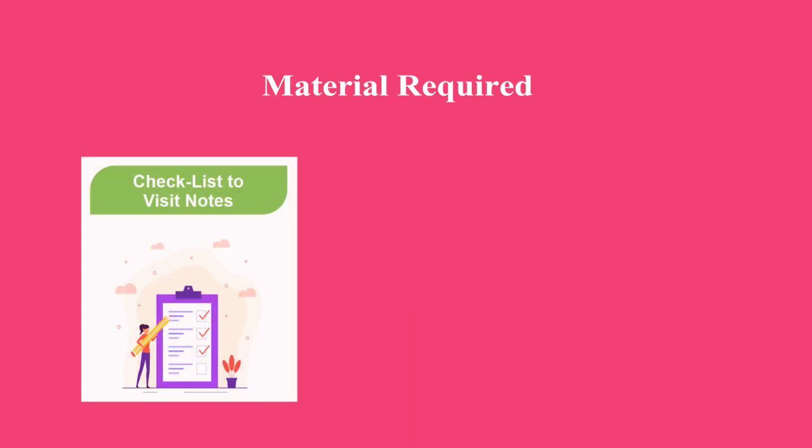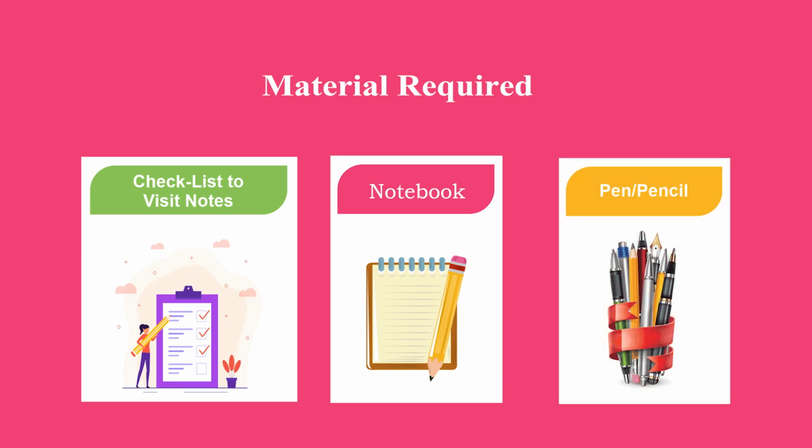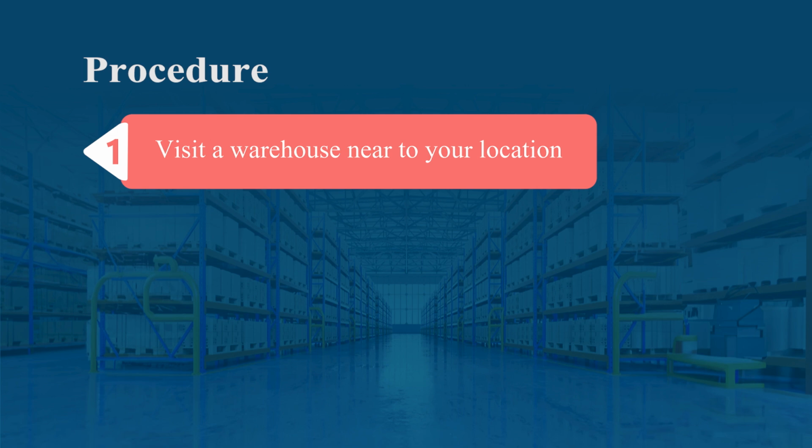We can understand this concept with the help of an activity. Learning warehouse management system by performing various functions involved in warehousing and operational activities at a warehouse. The following materials are required: checklist, notebook, pen, pencil. The following procedure needs to be followed. First, visit a warehouse near your location.